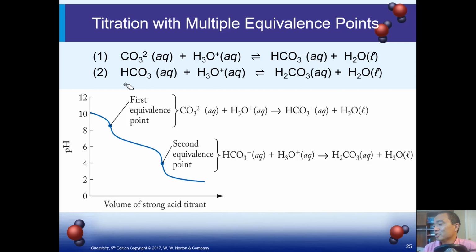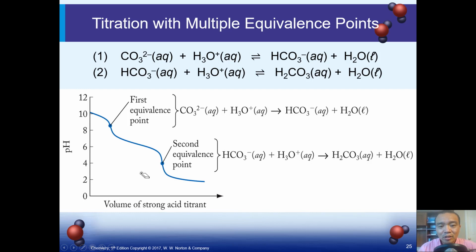The second step, when you add more and more acid to hydrogen carbonate ion, it will further generate carbonic acid as the final product. That's why you see two equivalence points. The first one here and the second one. 2 pH jumps, one and another one.